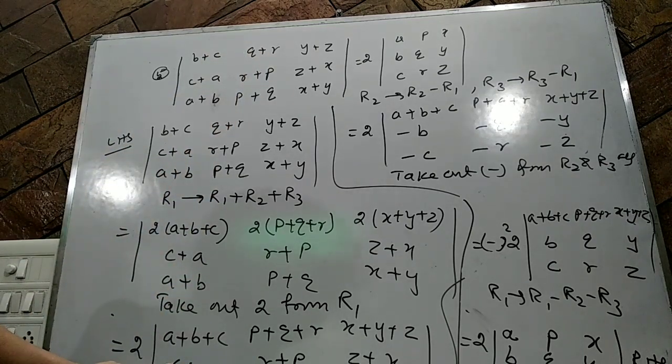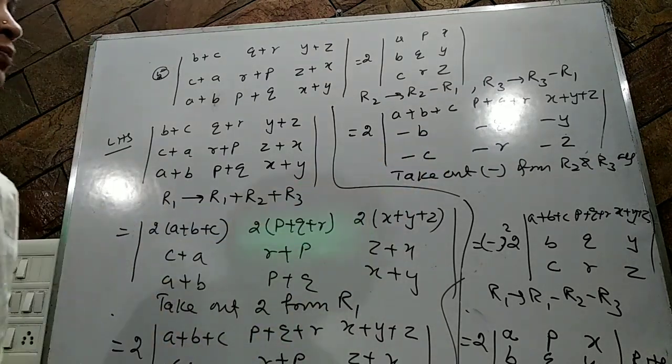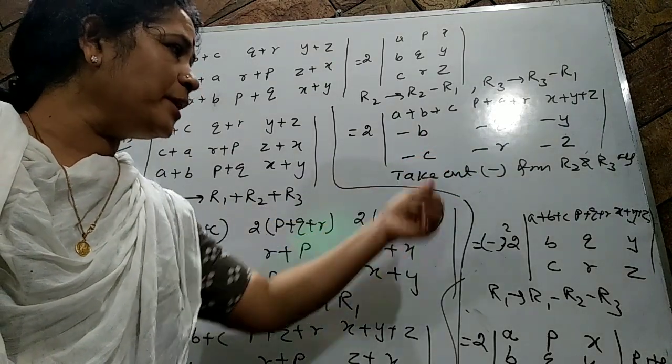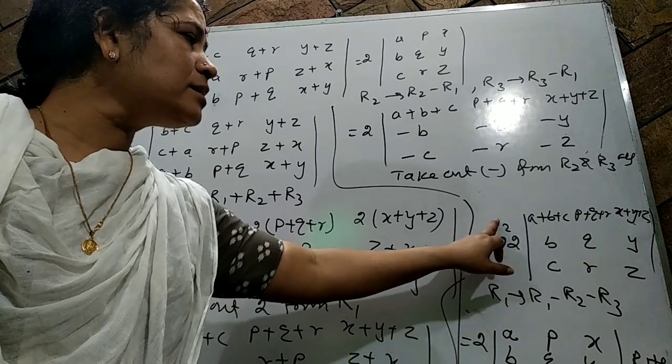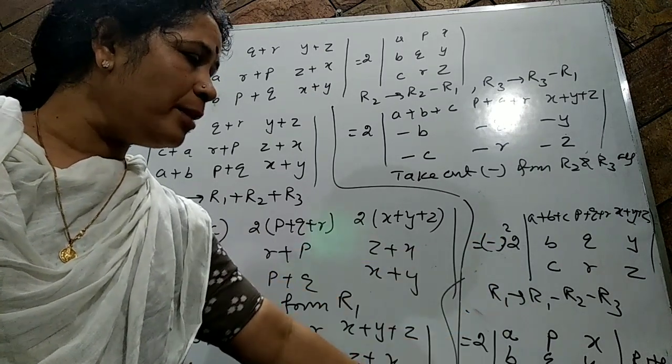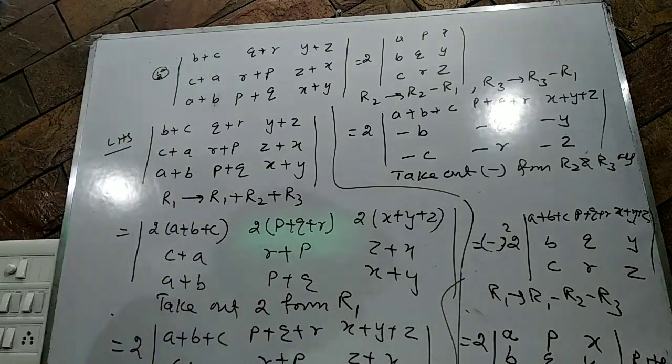So that's why R2 can be written as R2 minus R1 and R3 minus R1 I am doing. Then after that I am getting this one. If I take out minus from R2 and R3 respectively, then I will get minus k square becomes positive. Then after that I am doing this operation, I am getting RHS. Are you clear everybody? Clear beta? Say yes, no.